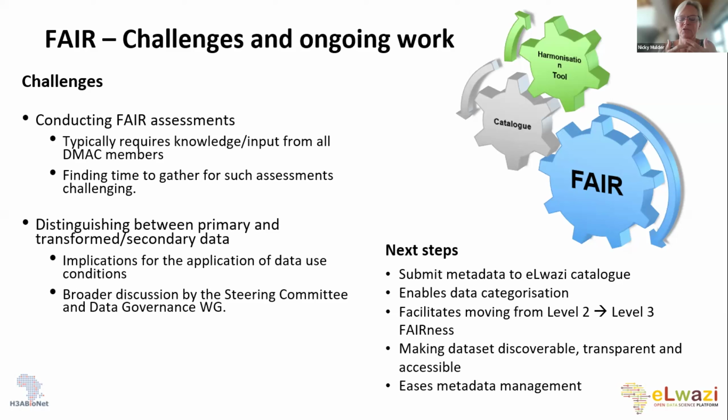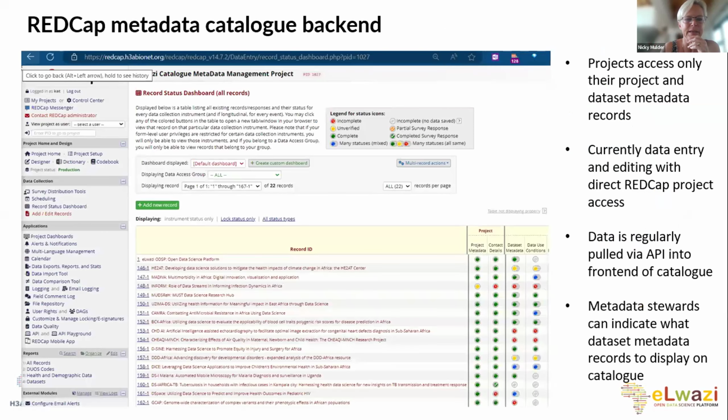So we wanted to give them an opportunity to submit metadata to a catalog. The aim was to make these data sets discoverable, transparent and accessible, and also to ease the management of this metadata. So we created a REDCap metadata catalog backend. When all these different data sets and their metadata come in, we have a harmonization tool based on large language models, and then they can upload their metadata into this catalog. Only the project can see the data, and the REDCap form automatically gets pulled by an API into a catalog.